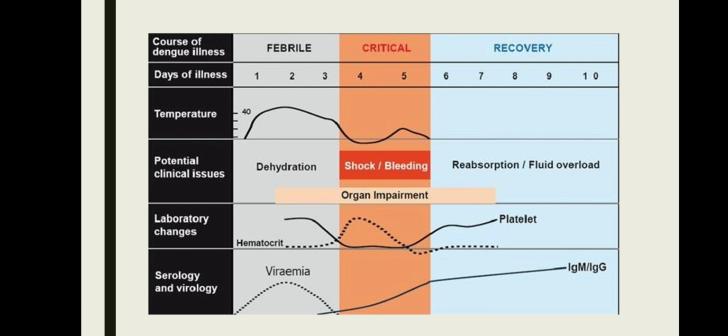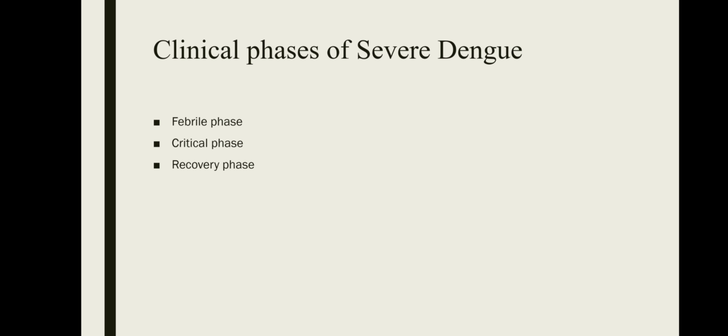Now the clinical phases of severe dengue. Severe dengue has three clinical phases. The first is the febrile phase. This phase lasts for 3 to 5 days, during which there is a high-grade fever, as I said. Now after the fever decreases, the child enters into the critical phase.